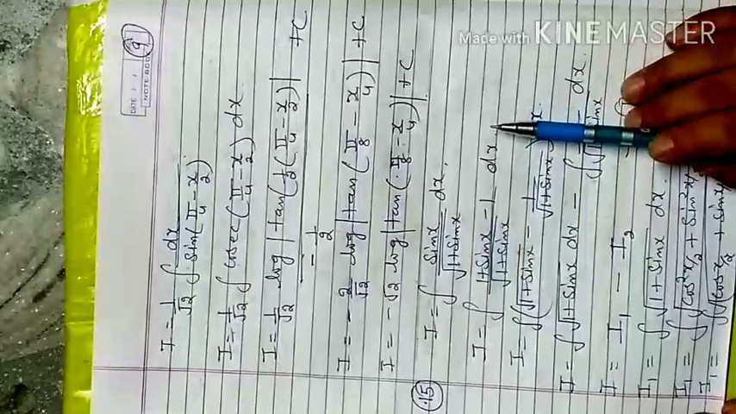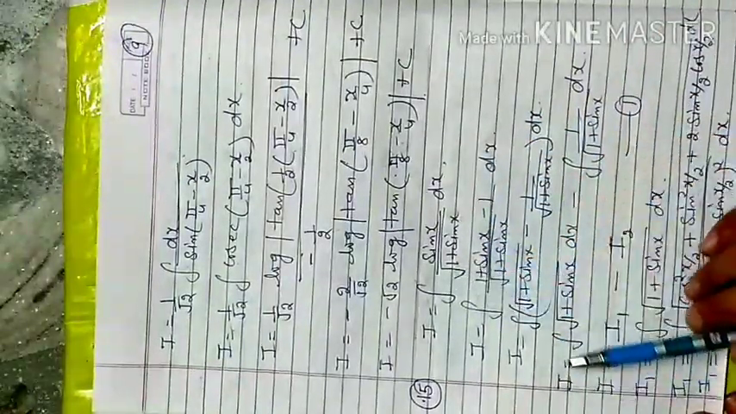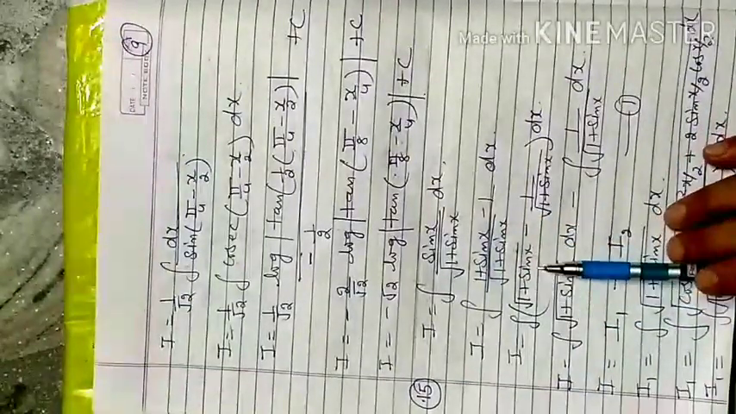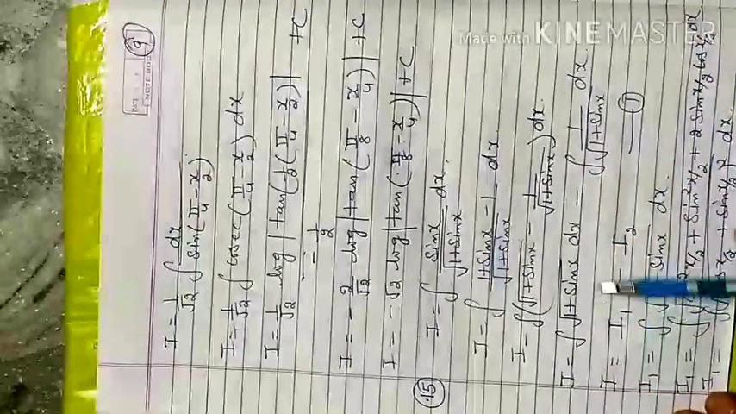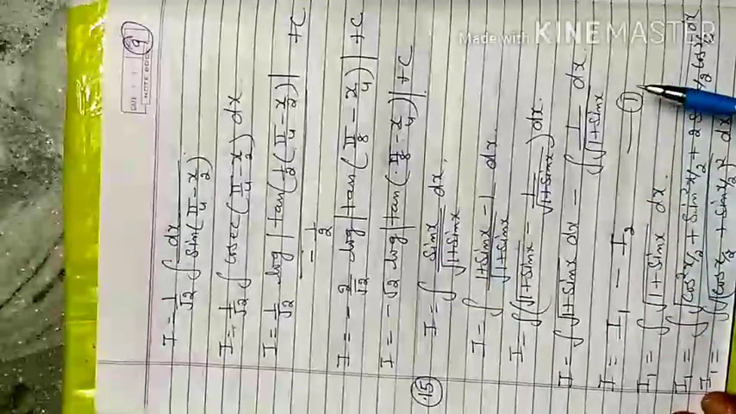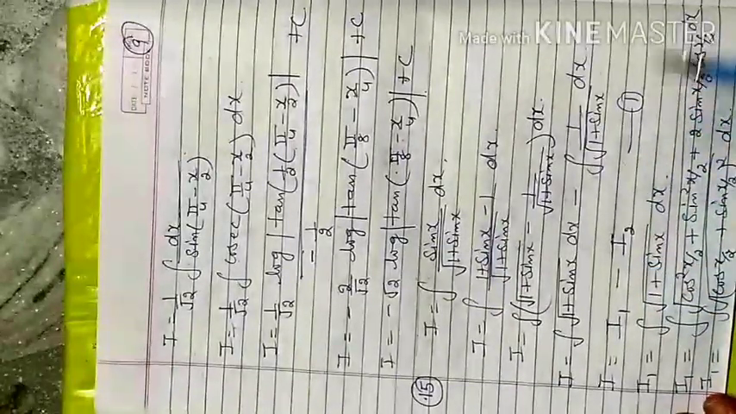Now the last question of this exercise, I is equal to the integral of sin x upon square root of 1 plus sin x. First I will arrange the denominator in the numerator, so that becomes root of 1 plus sin x minus 1 upon root of 1 minus sin x. So this I consider as I1 and this I consider as I2. Separately I solve them, and whatever answer I get, I substitute back in this first equation.